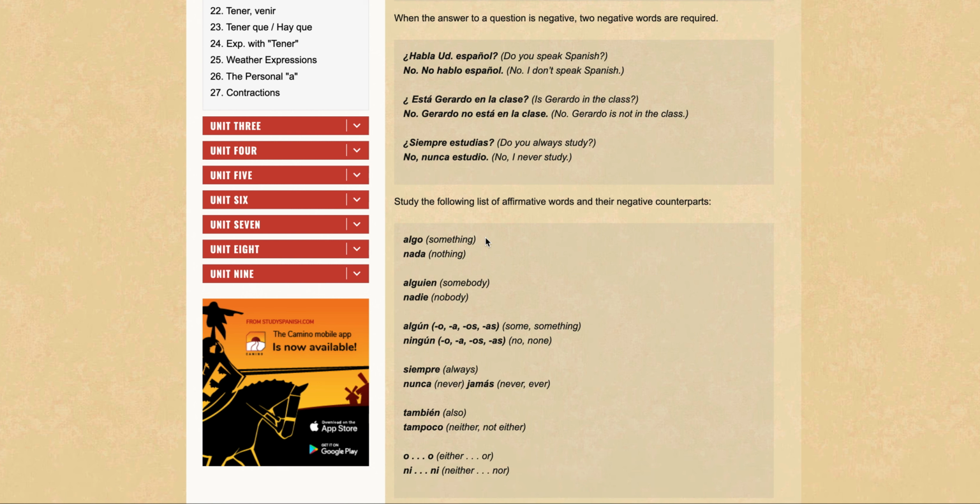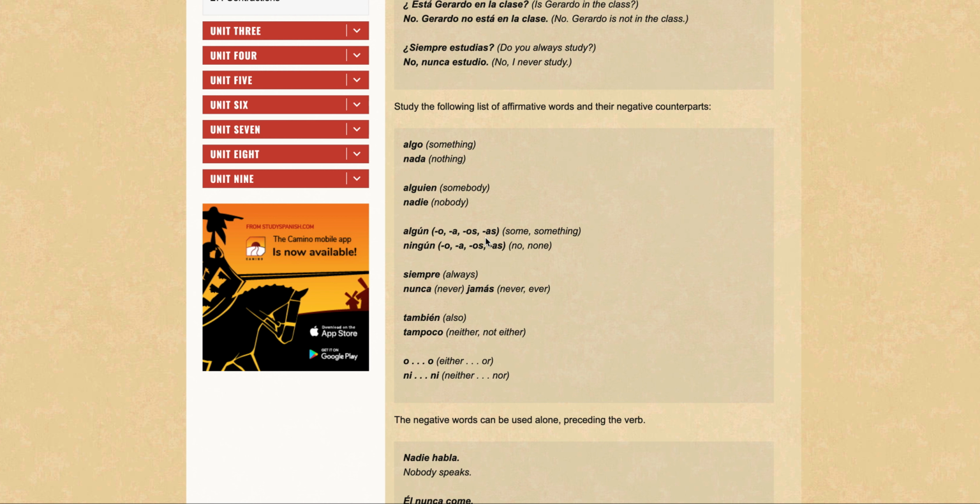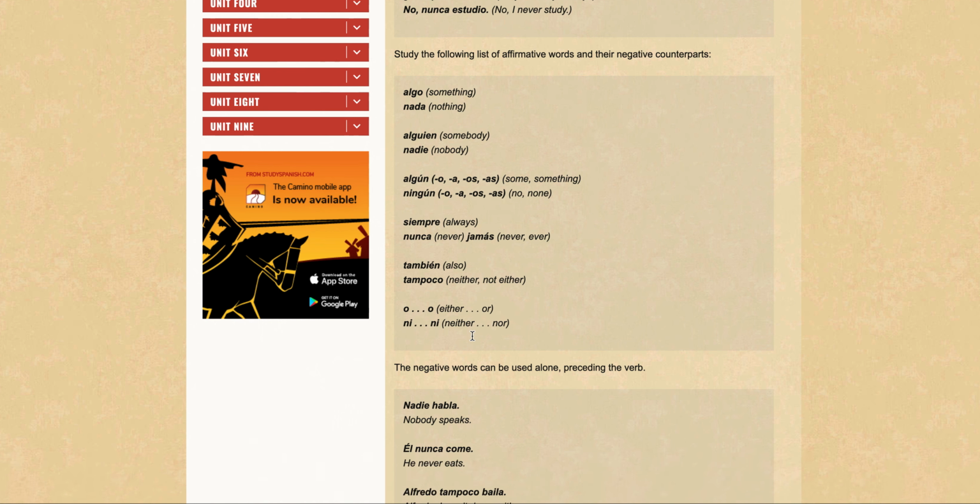So here we are trying to look for antonyms or opposites. So like opposite of algo is nada, alguien is nadie, alguno is ninguno, siempre is nunca, right? También, the opposite of también is tampoco, right?